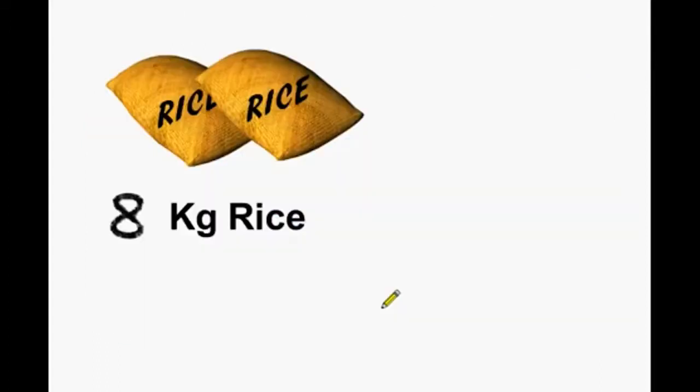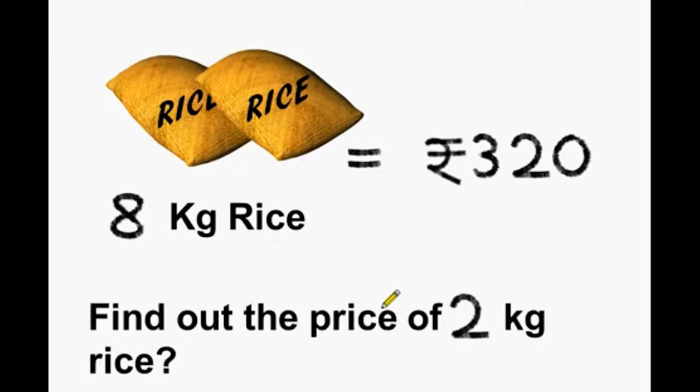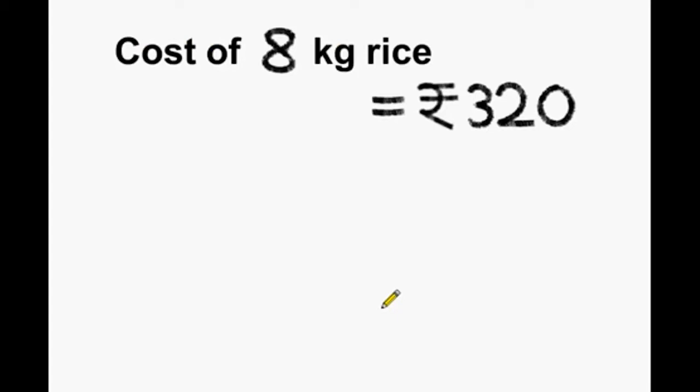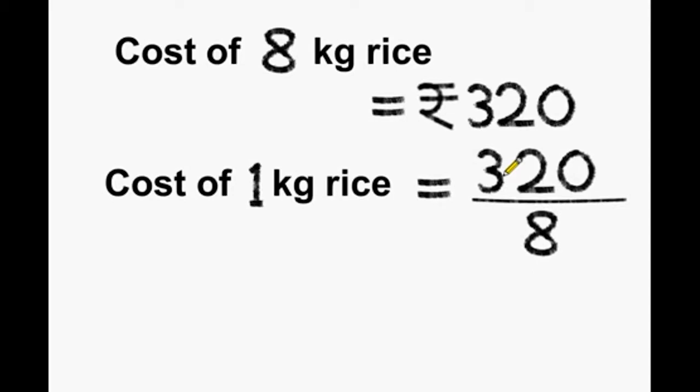Rahul got 8 kgs of rice for rupees 320. Now he has to find out the price of 2 kgs of rice. So what will we do here? We will again use the unitary method. First of all, we will find the price of 1 kg of rice. As we know, the cost of 8 kg of rice is rupees 320. So, the cost of 1 kg of rice would be rupees 320 divided by 8.